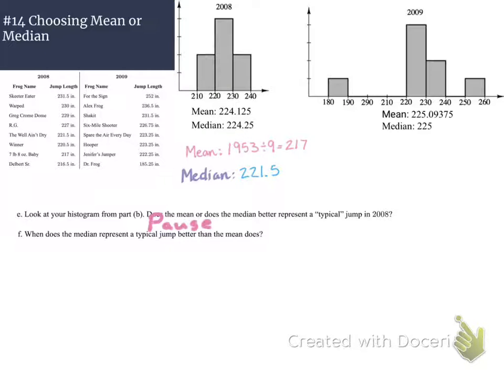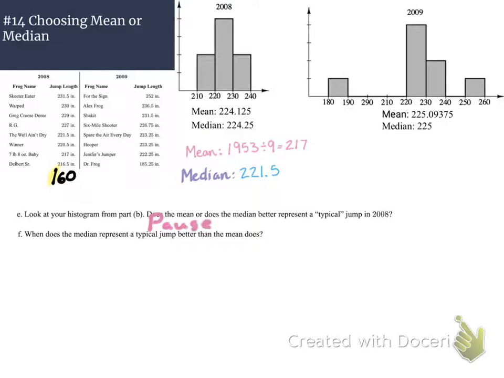And why did the mean drop down so much? Well, if you think about it, you were adding in that outlier of 160. And when you added it up, you got 1,953. So you're adding a low number, and then you're dividing by one number greater. So it's going to bring your whole average, or your typical jump length, down quite a bit. Your median, on the other hand, didn't drop as much, just because it was going to be between these two numbers, but now it was simply 221.5.